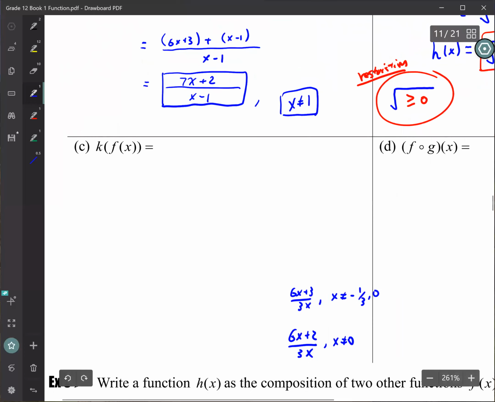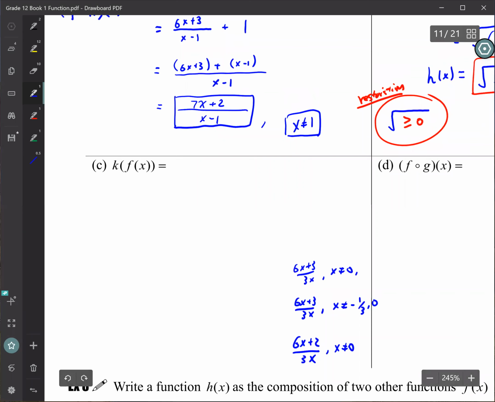All right. Tiana, do you have answer for C? 6x plus 3 over 3x, and restriction x cannot be 0. Hold on. 6x plus 3 over 3x. X cannot be 0 and... Oh, I only got 0. Just 0. Okay. Yeah. Okay, thank you.